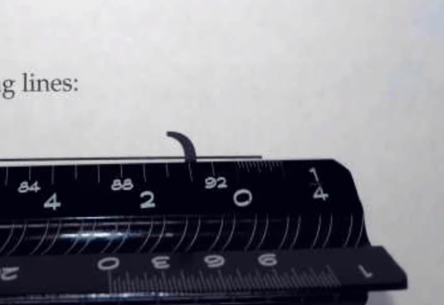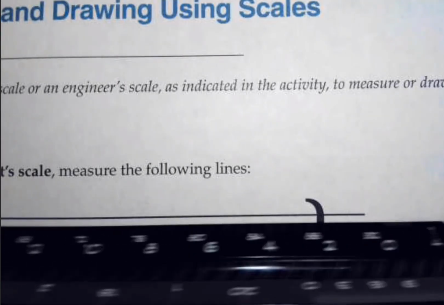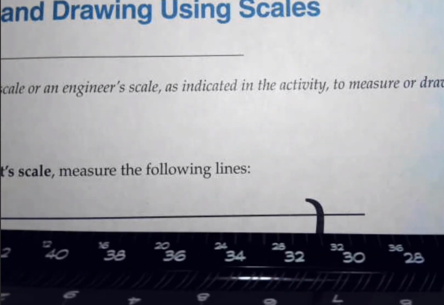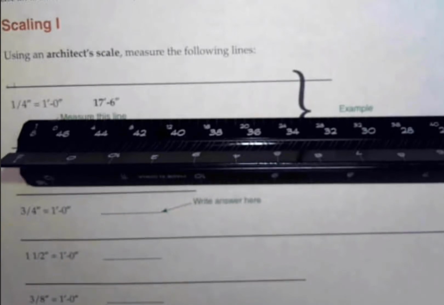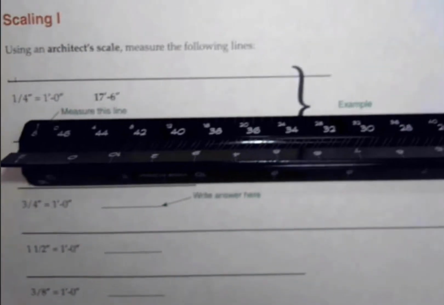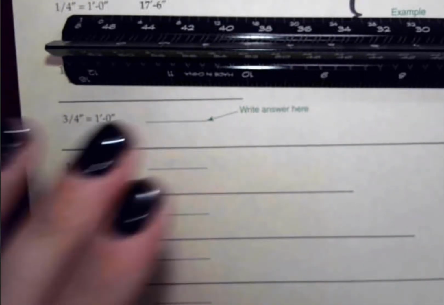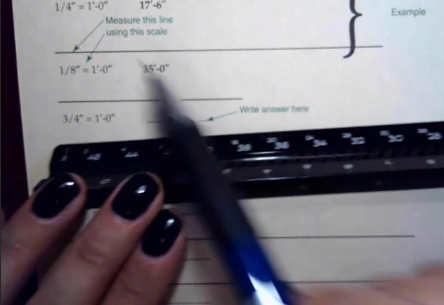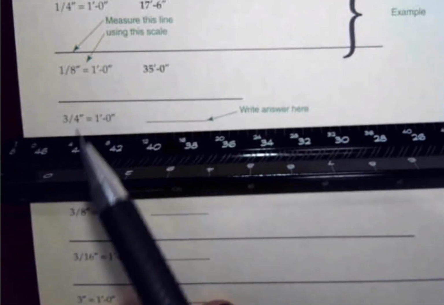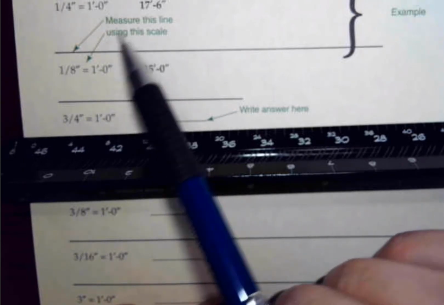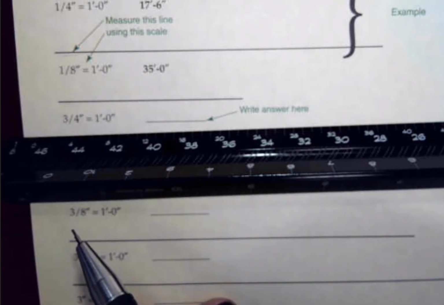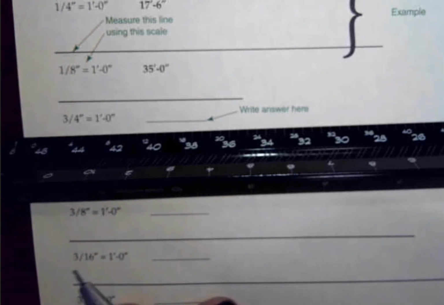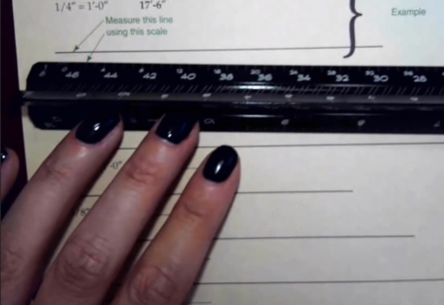Let's go ahead and practice with the 1/8 inch scale. So the 1/8 inch scale is on the other side of the 1/4 inch scale. So just go ahead and slide that down. And so it tells me to go ahead and measure this line right here using this scale. So 1/8 inch equals 1 foot.